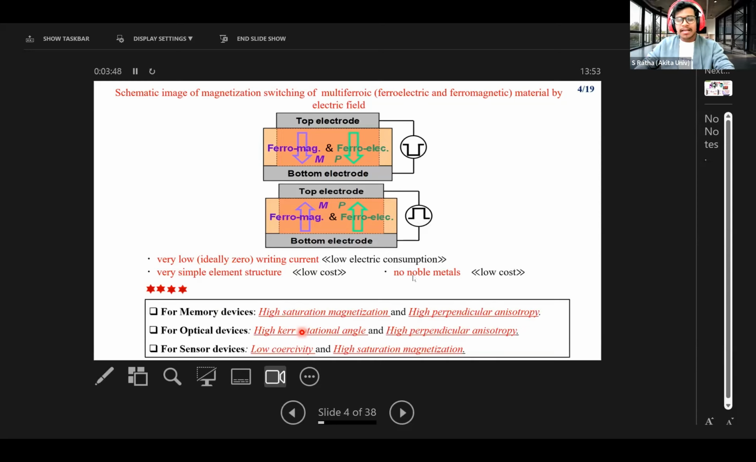But for these three types of applications, I need one thing each. For memory devices I need high saturation magnetization and high perpendicular anisotropy. For optical devices, high Kerr rotation angle and high perpendicular anisotropy. For sensor devices, I need low coercivity and high saturation magnetization. If I can achieve these properties in these materials, then I can say that these materials are better from the application point of view.